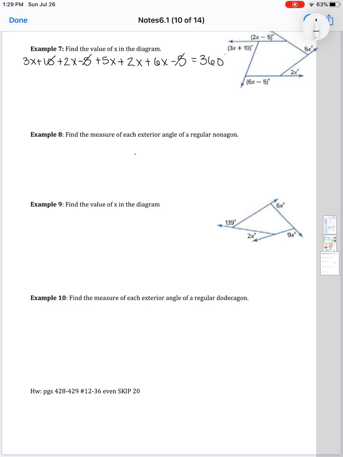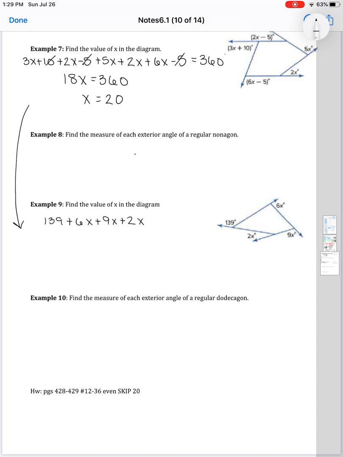So it says find the value of x. So if you look at that picture that's labeled, everything is in the exterior angle, which means I'm going to add them all up. So 3x plus 10, 2x minus 5, 5x, 2x, and 6x minus 5. All of them put together equal 360 degrees.